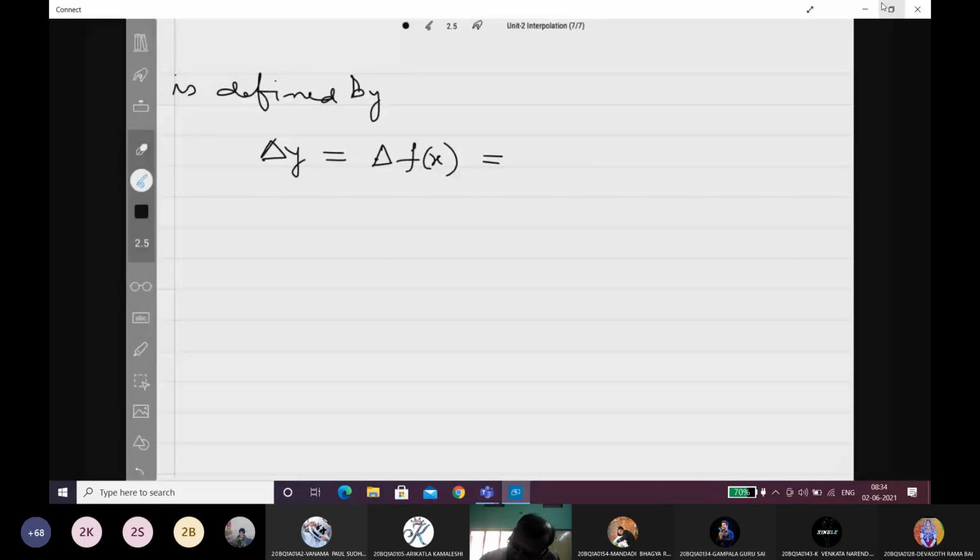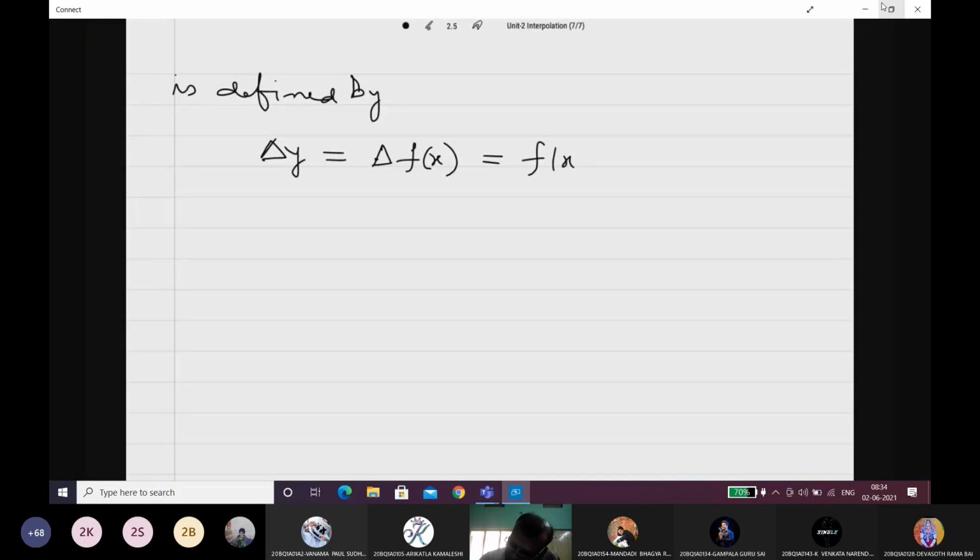That is equal to f of x plus delta x minus f of x. Or in other words, simply we have to write f of x plus h minus f of x.